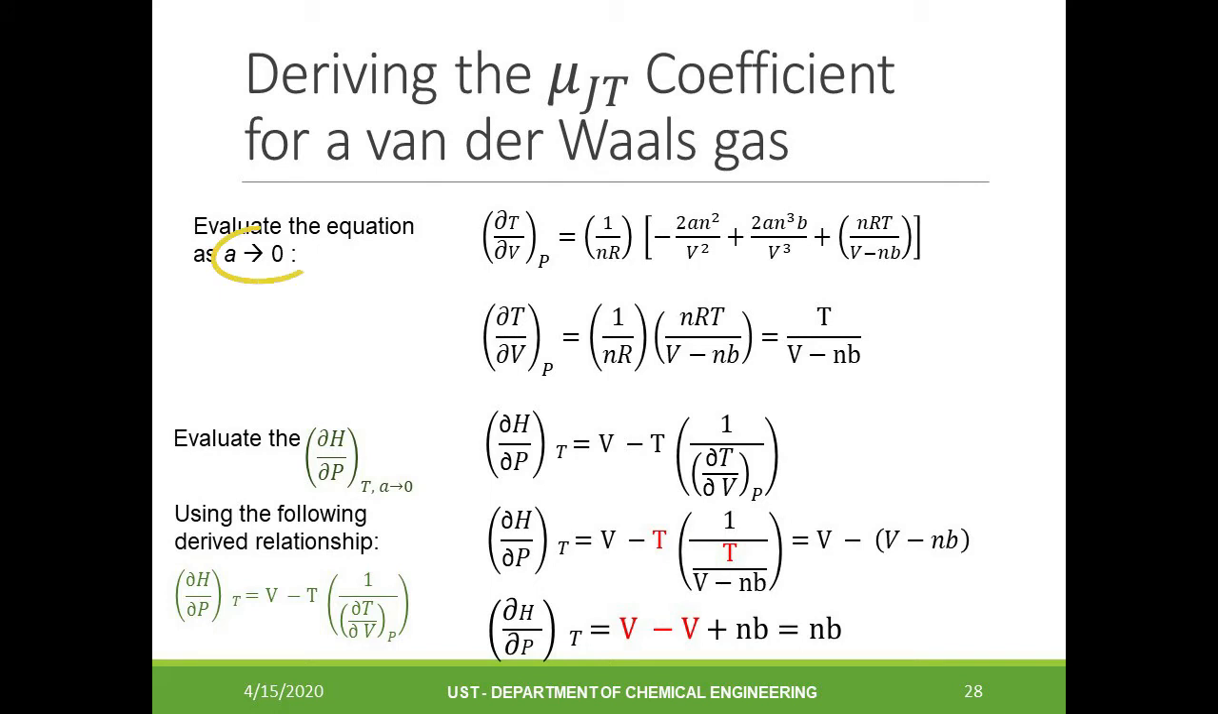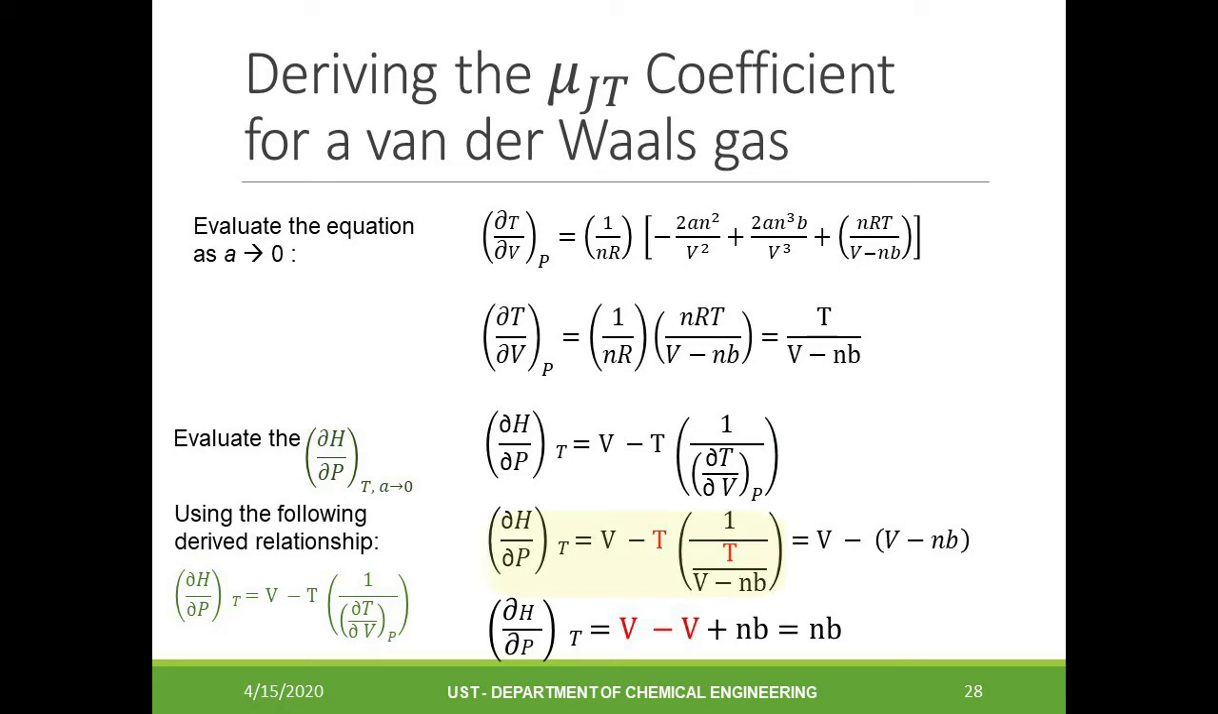We can now start. If we set a equal to 0, let's see how the enthalpy depends on pressure in the van der Waals equation. If a becomes very small, then these terms in the equation become negligible. After cancelling the constants n and R, this leads us to a more simplified equation that is T divided by V minus nb. Now let's use the equation that we derived earlier. Substituting delta T over delta V at constant P with T over V minus nb will give us the following equation.